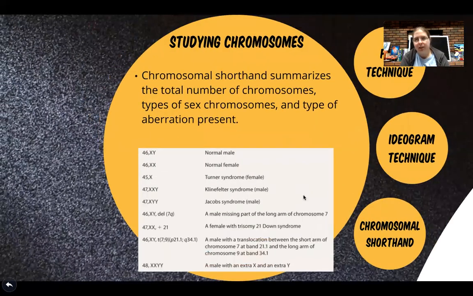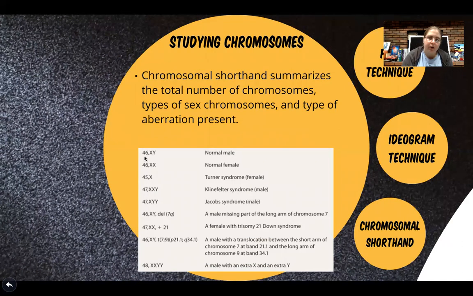All right, so studying chromosomes. Chromosomal shorthand summarizes the total number of chromosomes, the types of sex chromosomes, and the type of aberration present. So there are different ways that we can look at this, and this is just a nice quick way to talk about the number or what's going on with the chromosomes.